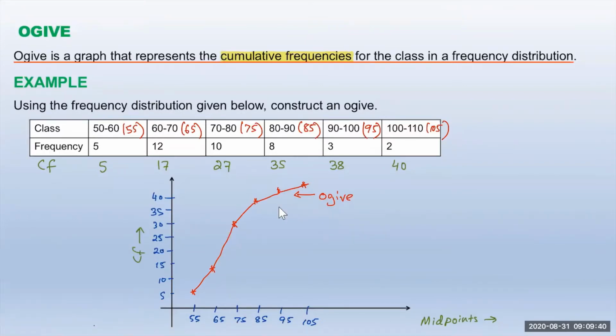Now, one important use of an ogive is to quickly find the total number of observations. For example, if you go to a point corresponding to this one, the highest frequency here is 40. So when you go across, it is 40. So the total number of observations here is 40. So this is how we construct an ogive, which is the graph between the midpoint of the class and cumulative frequency. When you draw the graph with cumulative frequency, that is called an ogive.